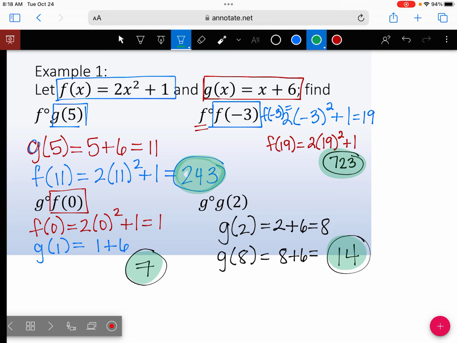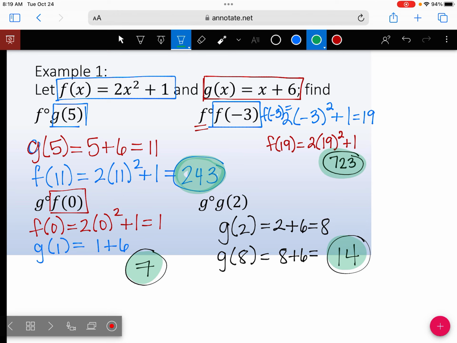All right, who got 14? Any questions about how we did our first 4 compositions? Because again, these are the first 2 questions in your homework. I tried to structure the notes so it kind of followed the same flow as your homework.